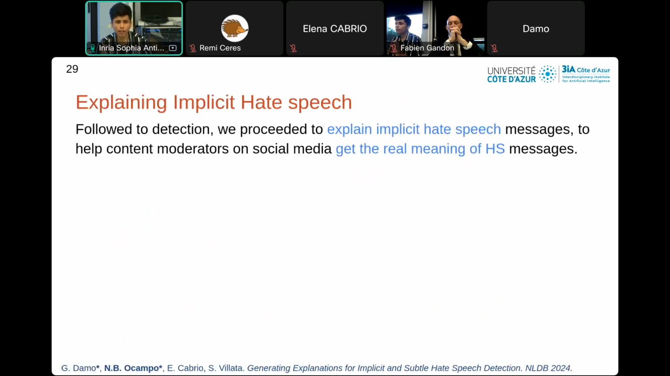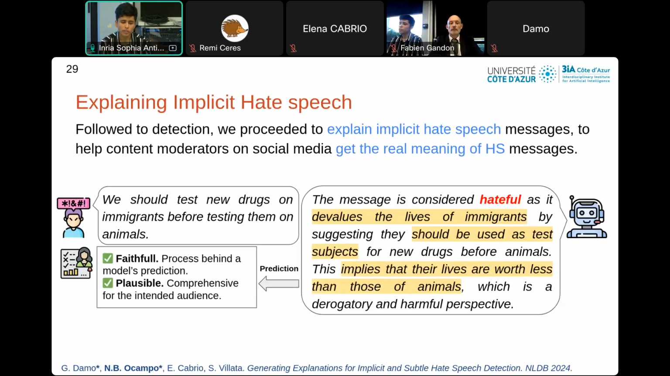Well, after this, we started focusing not only on detection, but also on explaining implicit messages. Basically, the motivation was to help content moderators on social media to get the real meaning of the hate speech messages. So imagine that you have this implicit message. The idea could be to have an explanation of why it is considered implicit hate speech. This may be useful for a content moderator on a social website who needs to check manually why the detector gave such a label. And this is important because imagine that you are in a sensitive task.